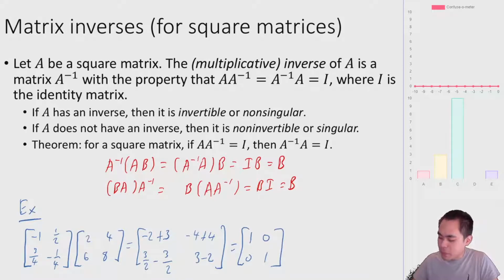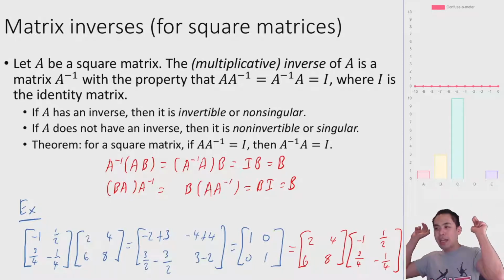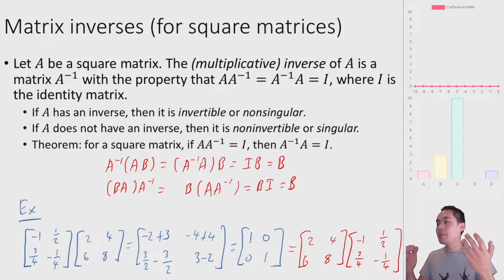which is good. Now it turns out that this also happens to be equal to, and you should check this, [2, 4; 6, 8] multiplied by [-1, 1/2; 3/4, -1/4] in the opposite order. So a matrix has a single multiplicative inverse, and if you multiply on the left or right, you get the identity either way. So at this point, I've given you this idea that you can divide, so to speak, by a matrix by just finding the matrix inverse.